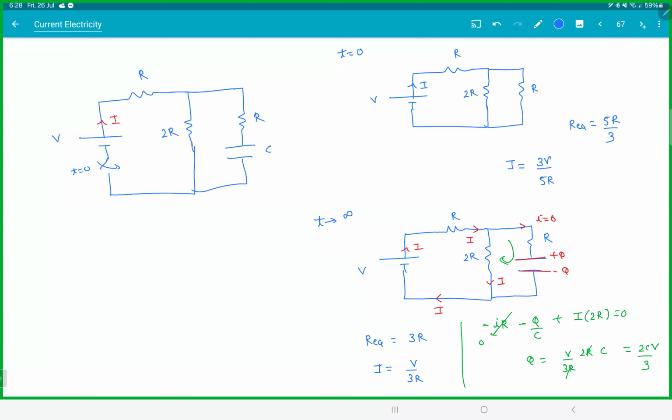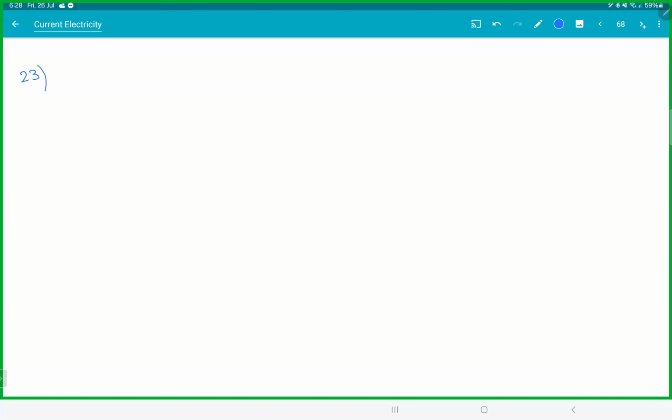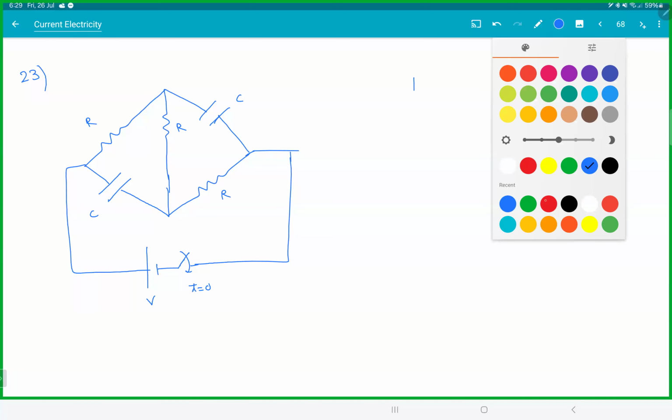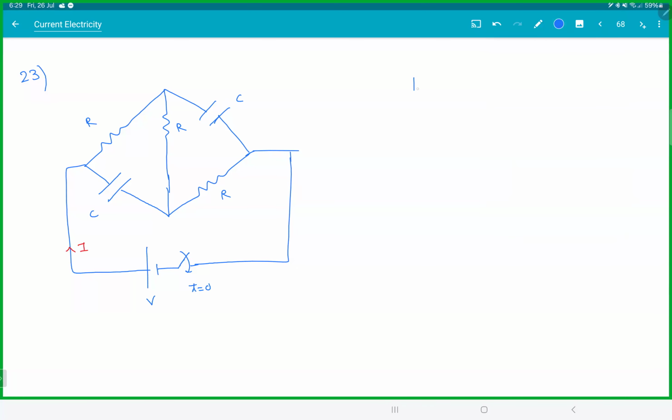Let's see one more. Again, find the current at t0 to infinity and the charges on the capacitor in steady state.